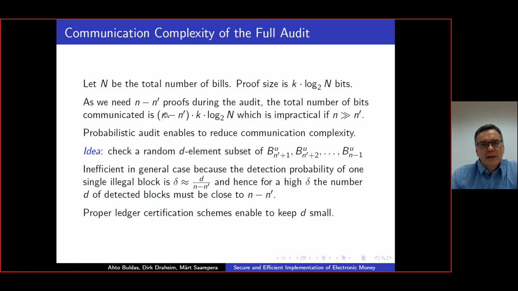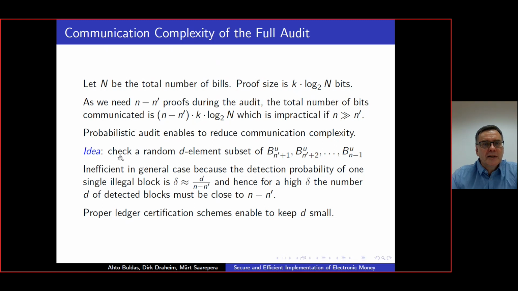Full audit is costly. If n is the total number of bills, the proof size is about k times the binary logarithm of n. And as we need n minus n prime proofs during the audit, the total number of bits communicated during this audit may get large if n is much larger than n prime. And we can use probabilistic audit to reduce the communication complexity.